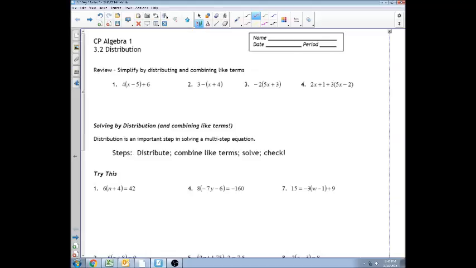First thing we want to do is have a review about simplifying by distributing and combining like terms. Why don't you go ahead and try 1 through 4 on your own. Go ahead and pause the video, give it a shot, and let's see how you can do.